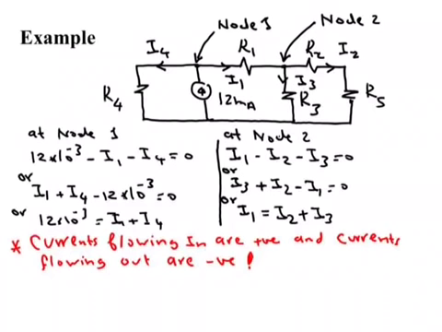Okay, we have here a circuit. This circuit has only one source, a current source here. Its value is 12 milliamperes. We have a number of resistors, R1, R2, R3, R4, and R5.